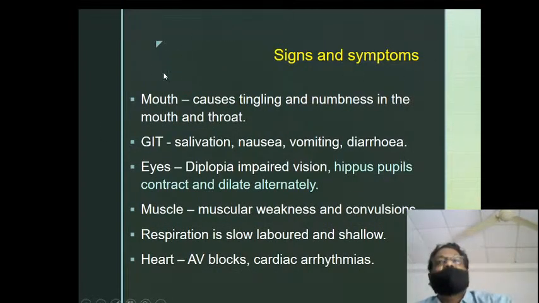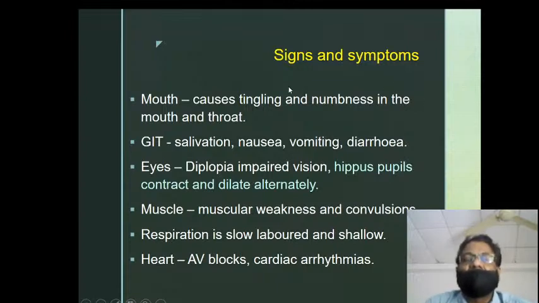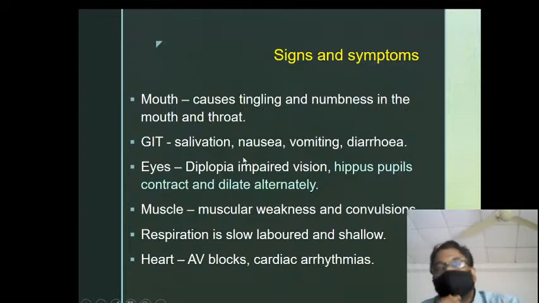Signs and symptoms. The individual develops a tingling and numbness like sensation in the mouth and throat when it is given orally. The individual develops excessive salivation, nausea, vomiting, and diarrhea. A very important point to remember is that it affects the eye. This poison causes diplopia and impaired vision.